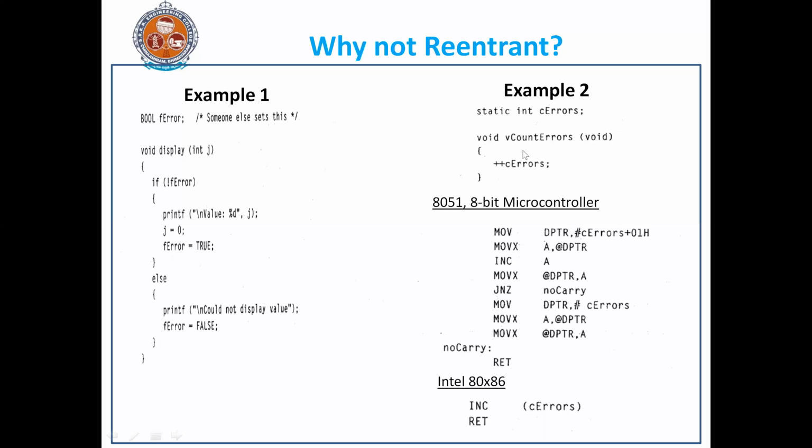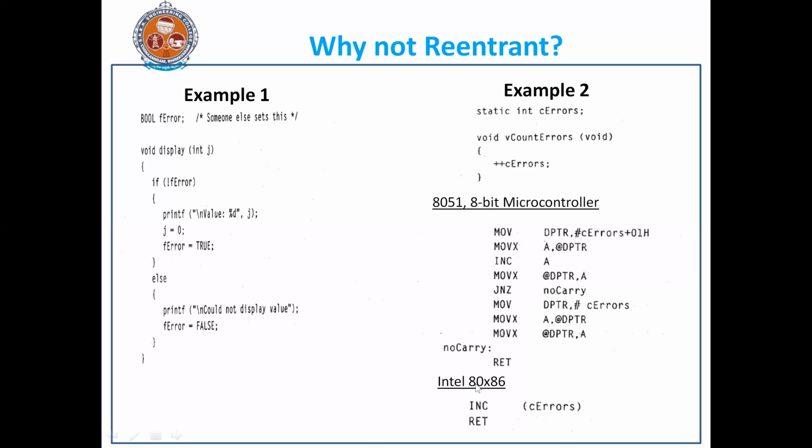Suppose you convert this function to assembly language. Depending upon the microcontroller, suppose you take an 8081 8-bit microcontroller, this will be converted to this many number of instructions. Suppose you have this many instructions, and in between these instructions an interrupt occurs. Then automatically the RTOS switches from here to some other task. Then your function is not atomic, and so it is not reentrant.